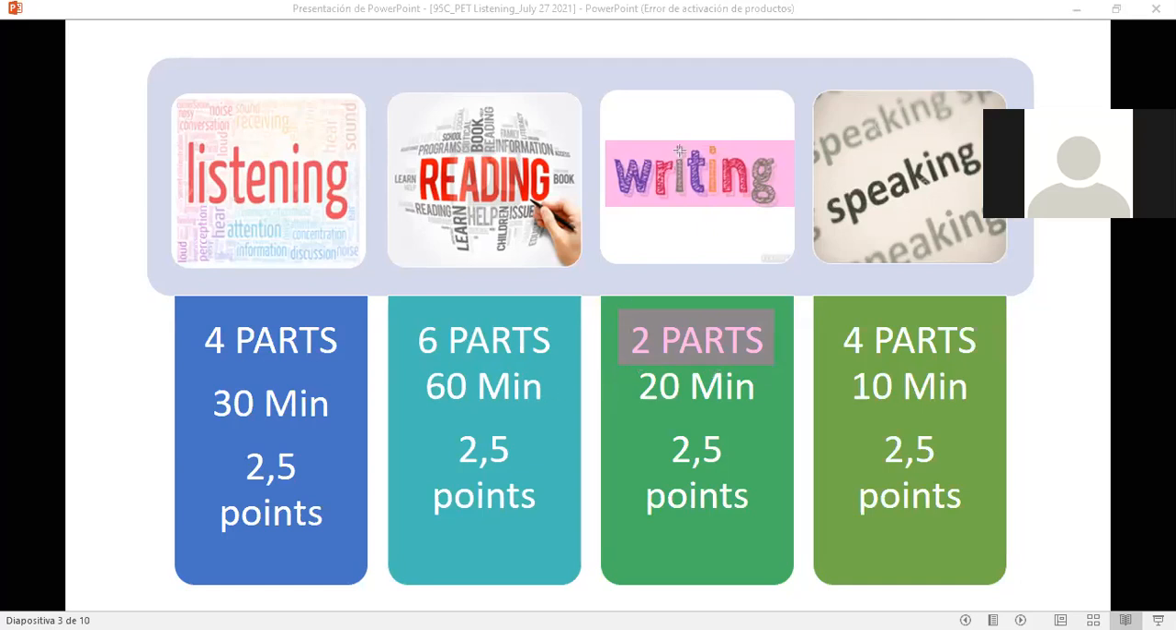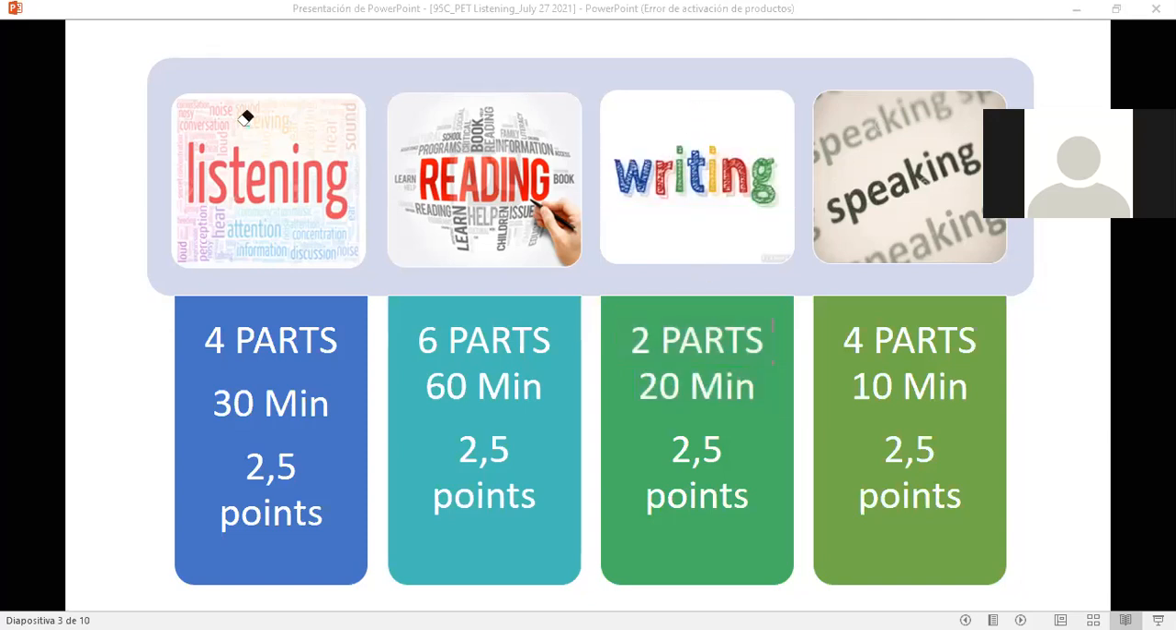Okay, so here we have the writing section with 2 parts, 2 kinds of writing tasks you will have to develop in real time. And for this activity, you will have 20 minutes. As you can see, the time for each skill is different. For writing, you have 20 minutes to complete all the writing section.